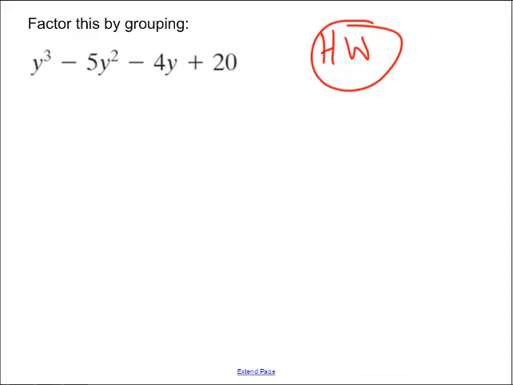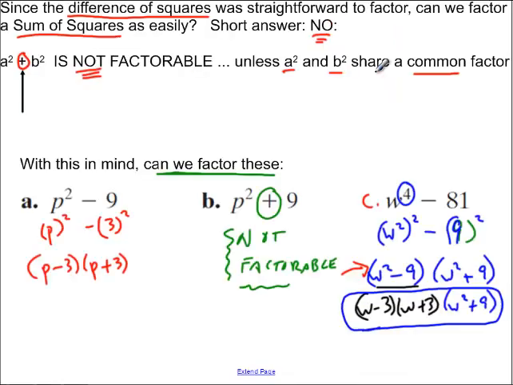Factor by grouping. Remember, with factoring by grouping, we take the first two terms and group those together, and we take the second two terms and group those together, and see what factorization we can get. We'll factor something out of the red, and something out of the green, and then with the red we might have something similar to question C on the page back here.